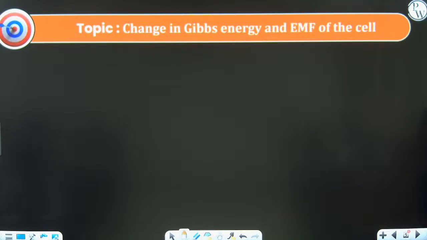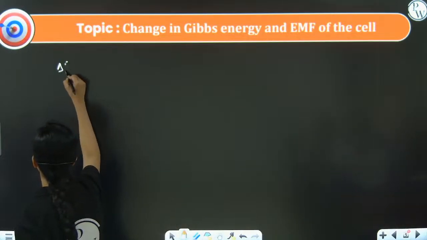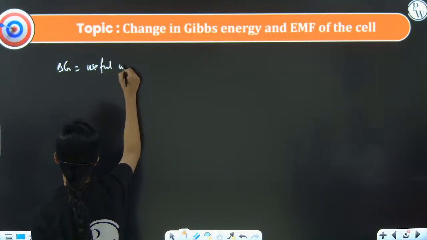What is Gibbs energy? You have heard the name Gibbs energy, right? By which letter do we represent it? Yes, capital G. Gibbs energy, that is your delta G. It is basically the useful work done by the cell.